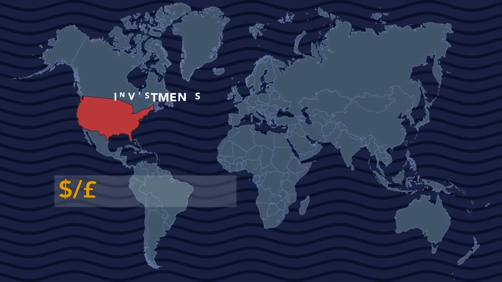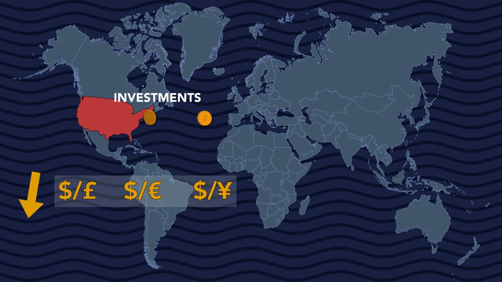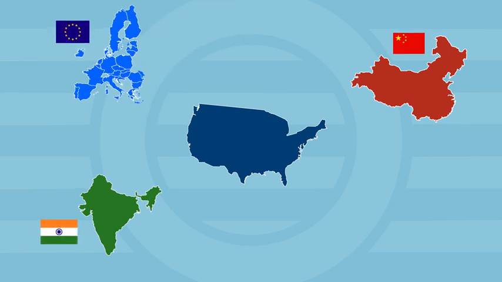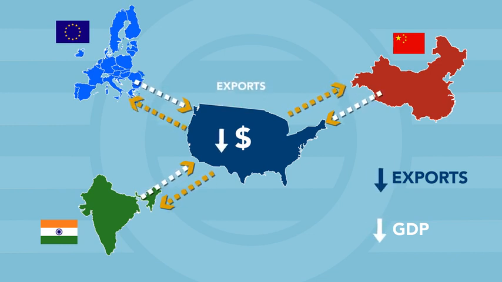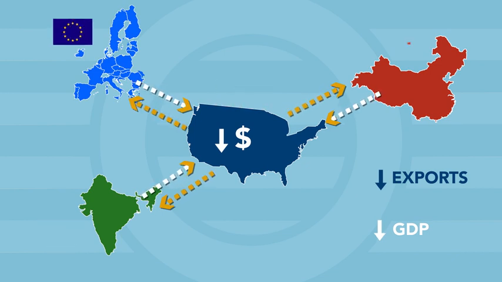Others may look to invest their money overseas, which decreases demand for the US dollar and lowers its value against other major currencies. This can have knock-on effects for major exporters such as China, India, and the EU. As their currencies increase in value against the dollar, their exports to the US effectively become more expensive. Exports from the US, however, become more attractive. This can ultimately hamper GDP growth in these countries.